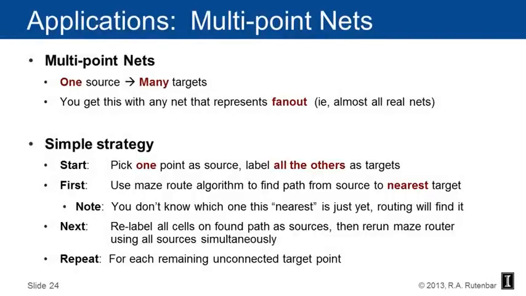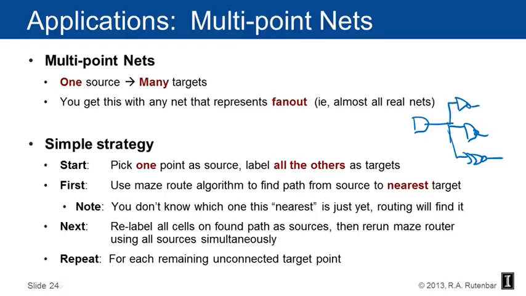So our first feature addition to the maze routing core is multi-point nets. I've got one source, and if you like, many targets. And you're going to get this in any net that represents fan out. So I have, let's say, a gate here, and I have a net, and the net connects to an inverter over here, and a NAND gate over here, and an exclusive NOR gate over here, and whatever else. I'm going to have fan out. I'm going to have to be able to deal with arbitrary numbers of pins on my net.